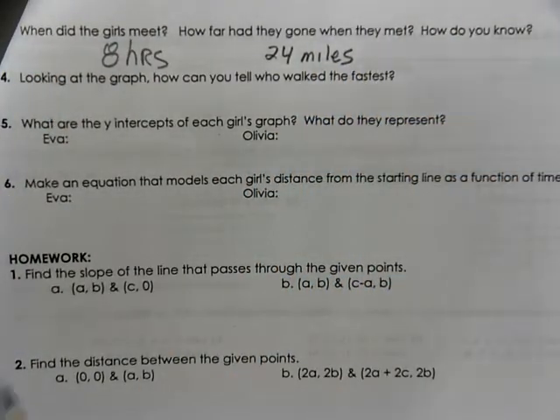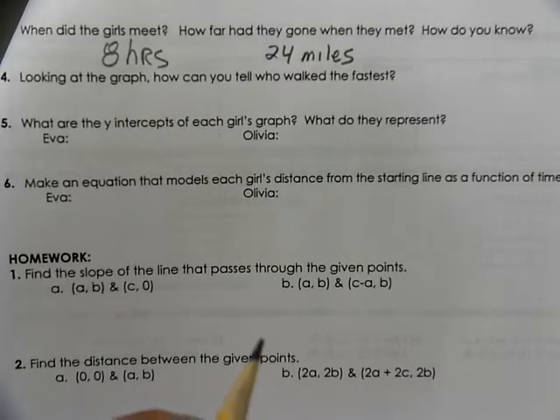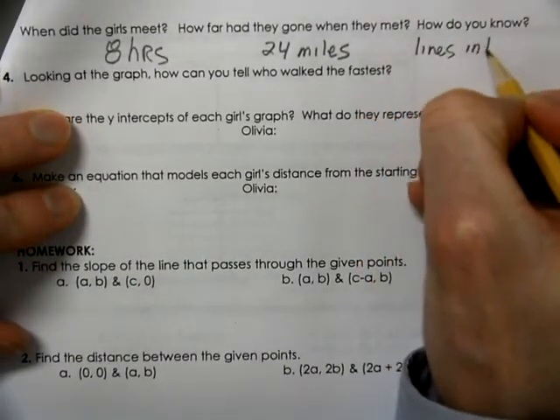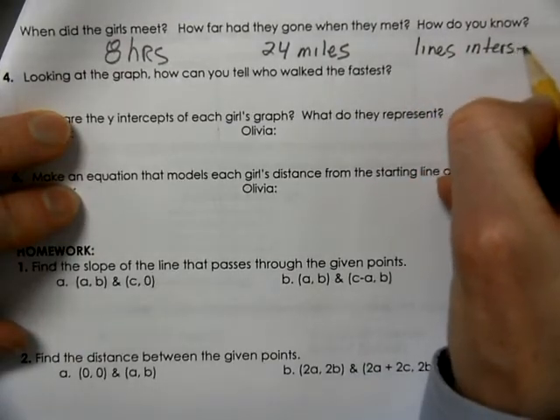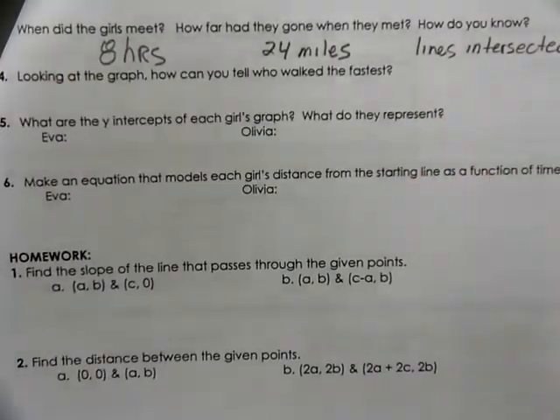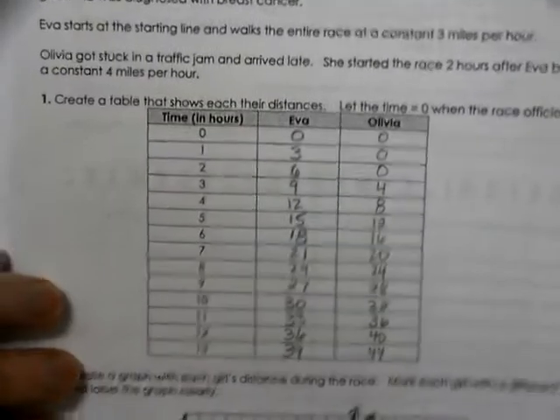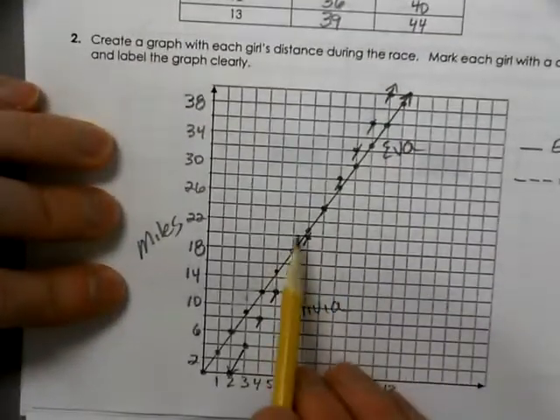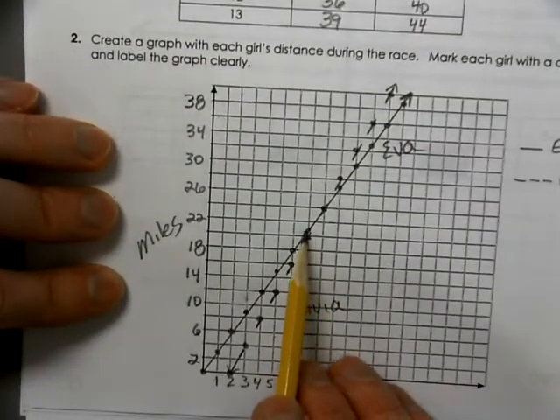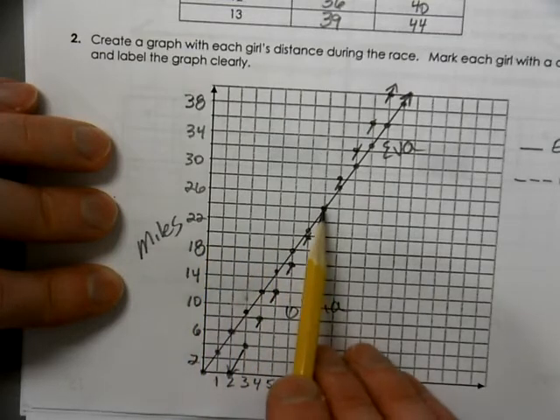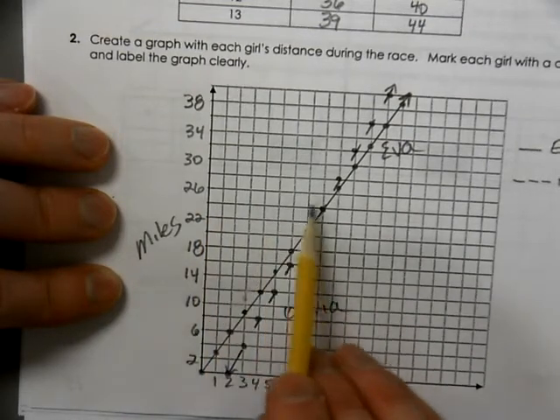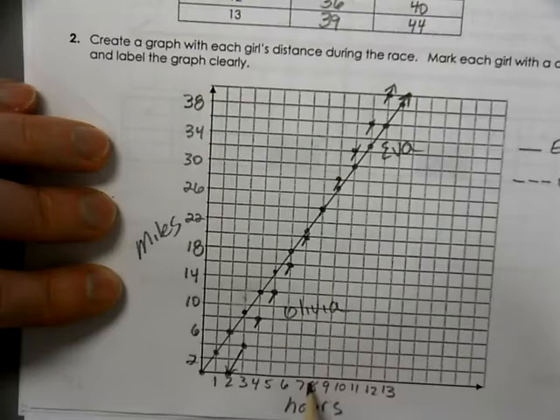And how do we know? Well, the chart, those values would be the same, but also on the graph, the lines intersected. So 8 and 24, you can see here at 8, they both had traveled 24 miles. And that's where the graph intersected. Right there. 24, halfway between 22 and 26. After 8 hours.